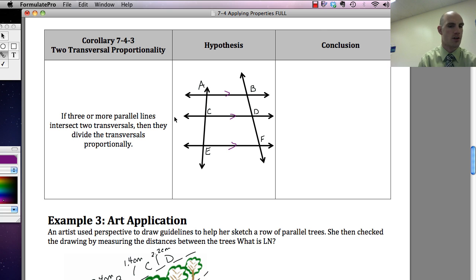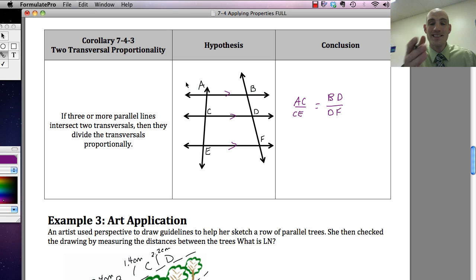The conclusion that we draw here, according to the corollary, is that if three or more parallel lines intersect two transversals, then they divide the transversals proportionally. And so what this gives us is AC over CE is equal to BD over DF. Okay, and so the pieces are now proportional because these lines are parallel and they're cutting transversals.